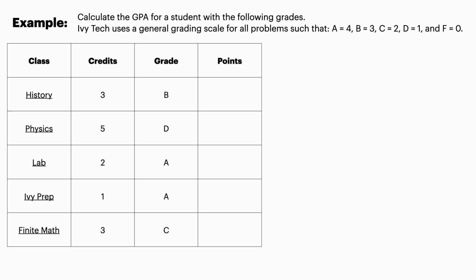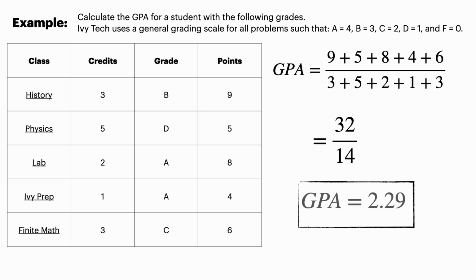So in that top column there, that's history. We have 3 credits, and we have 3 points for the B, so that would be 9. And then you have 5 times 1, which is 5. For the lab, they got a 4, so 2 times 4 is 8. Ivy Prep, they got an A, so 1 times 4 is 4. Finite Math, they got a C, so 3 times 2 is 6.